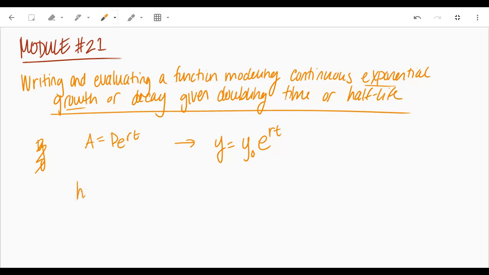Its half-life is 7 hours. At the start of the experiment, 537.2 grams is present. Okay, so if we're going to model this, we need Y naught and we need R. Y and T are our variables. Y naught and R are constants. So all we're going to do here is plug in what's given to us so that we can solve for R, because we already have Y naught.